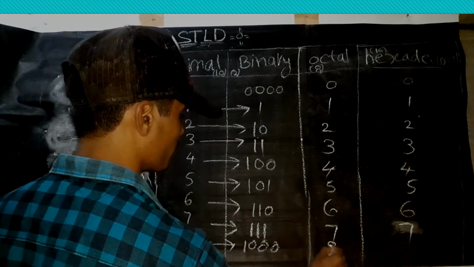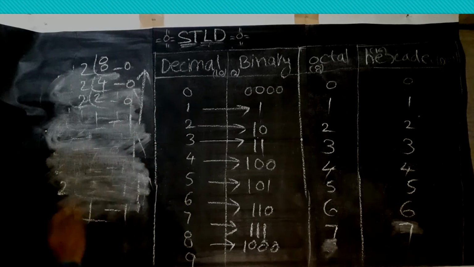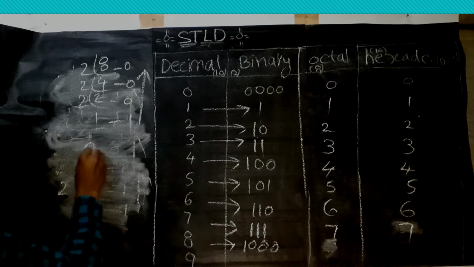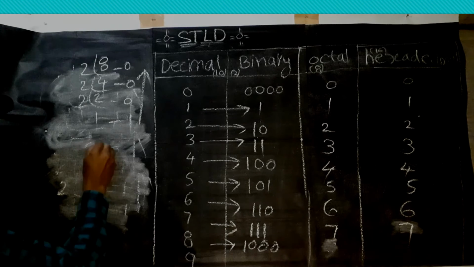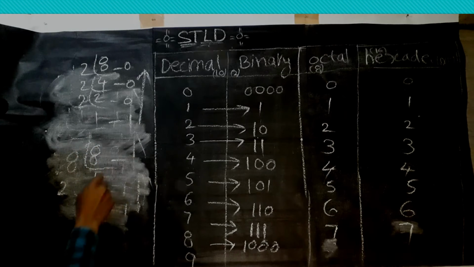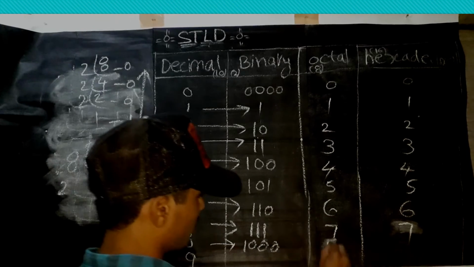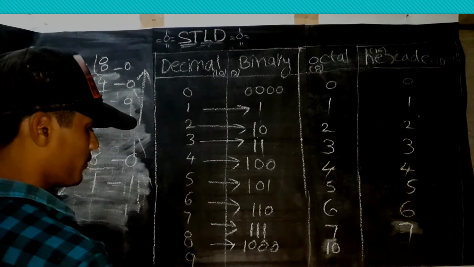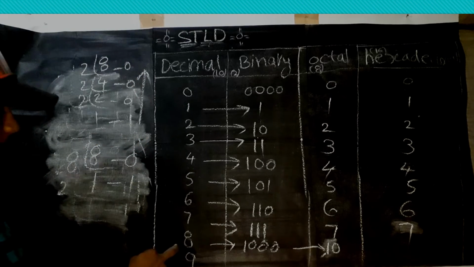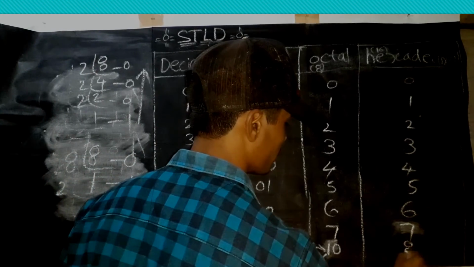Now the value in the octal number system. We have to see that in the octal number system, the decimal number is 8. 8 ones are 8. The value is 0, 1 carry. The octal number of decimal number 8 is 10. Similarly, the hexadecimal number is 8.